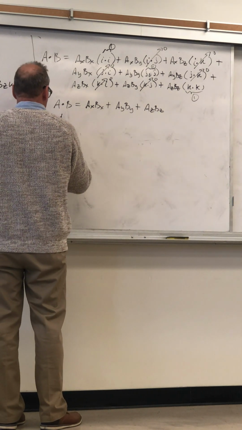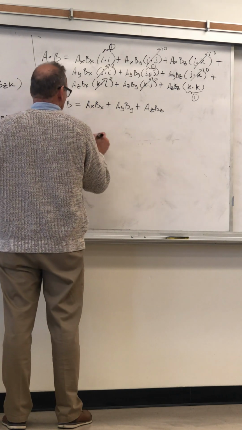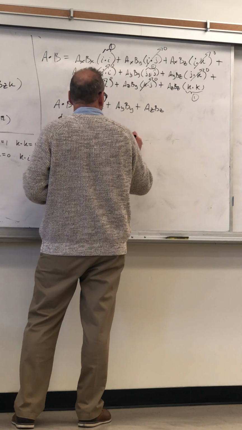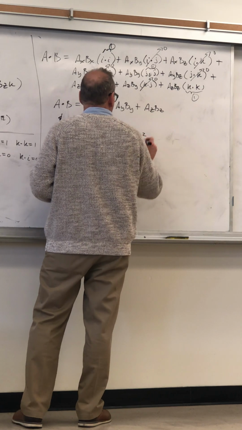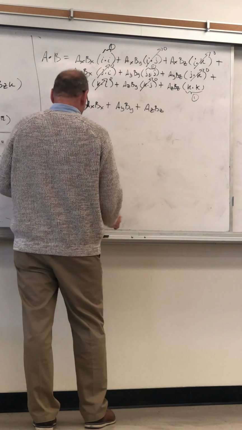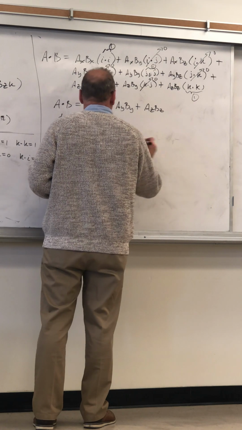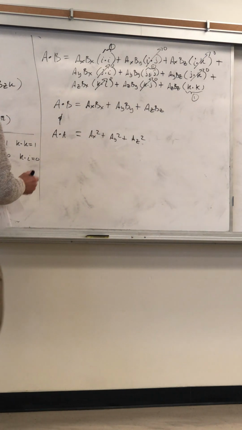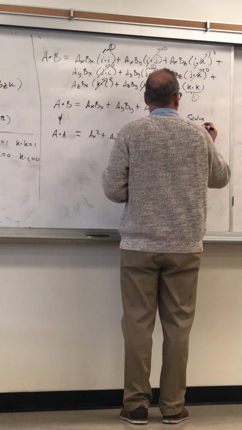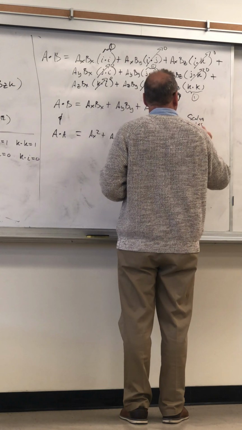Okay. And A dot A equals, because AX and BX would be the same, so this is AX squared plus... Sorry, I wrote this wrong. This is AX squared plus AY squared plus AZ squared. Yeah, these are just scalar values, single values. Scalar values. No direction.